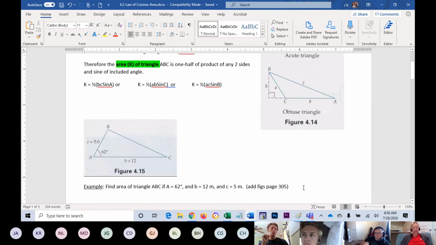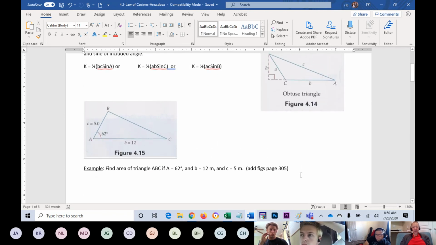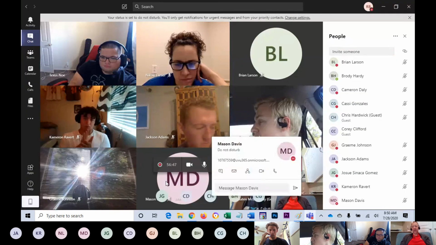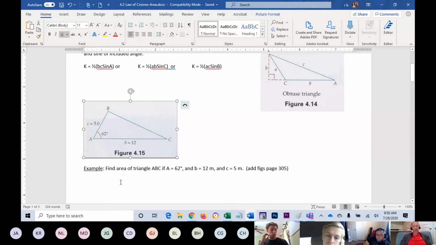Okay, so now find the area of a triangle. If A is 62 degrees, B is 12 meters, and C is 5 meters. Brody, can you help me find this area here? I've got all three of these formulas here, so you can pick any one of those three that you think will be useful.